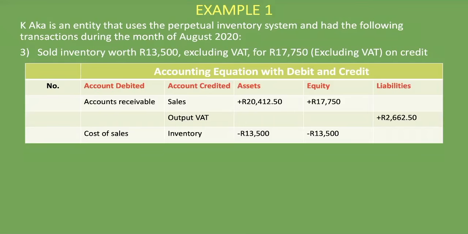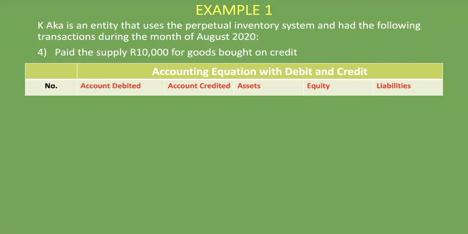Now let's do the fourth one. Here we are told that you paid the supplier 10,000 rand for goods bought on credit. Now you paid your supplier for goods that you bought on credit some time back. So what are the accounts involved here? Well, the first one here is accounts payable. Whenever you pay your supplier, it's reducing your accounts payable. And remember, accounts payable is a liability, and liabilities decrease on the debit side.